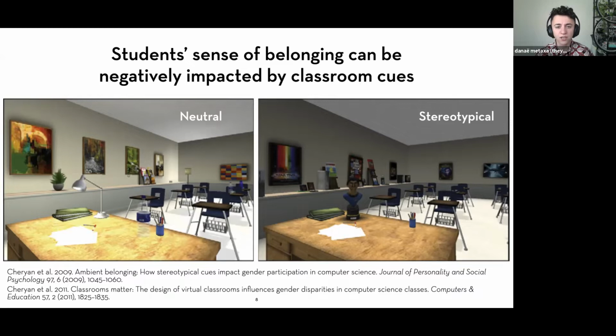Now, obviously, classrooms and offices are immersive and they reflect personal information about an instructor in a way that websites aren't and don't. But based on that idea, I decided to design an experiment to see to what extent ambient belonging was transmitted through a user interface and what effects that might have.